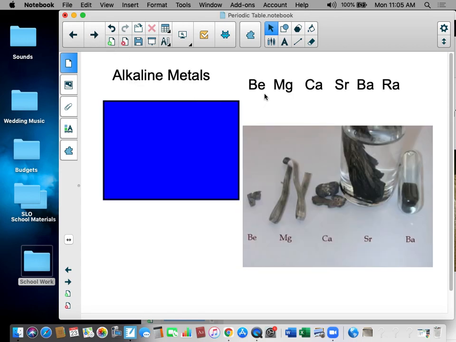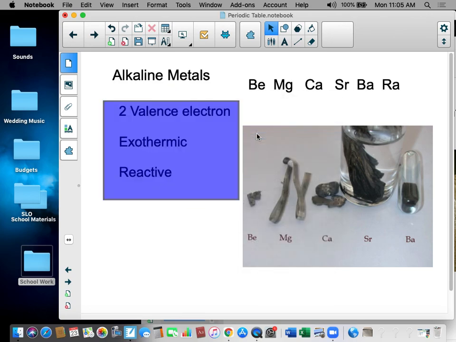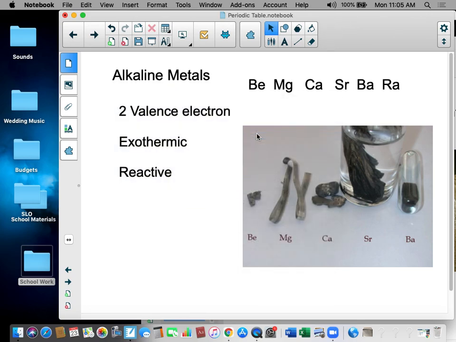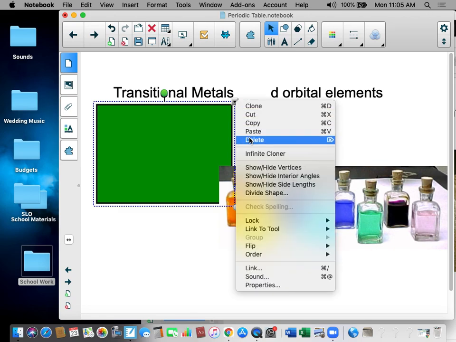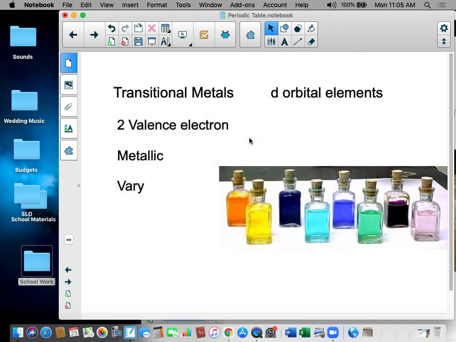Okay? Alkaline earths, the next column over, beryllium, magnesium, calcium, strontium, barium, and radium. They are reactive. They have 2 valence electrons, not nearly as reactive as the alkalis, and they are exothermic. They give off energy. Okay? The transitional, the d orbitals, they all have 2 valence electrons. They're metallic, and their characteristics vary quite a bit.